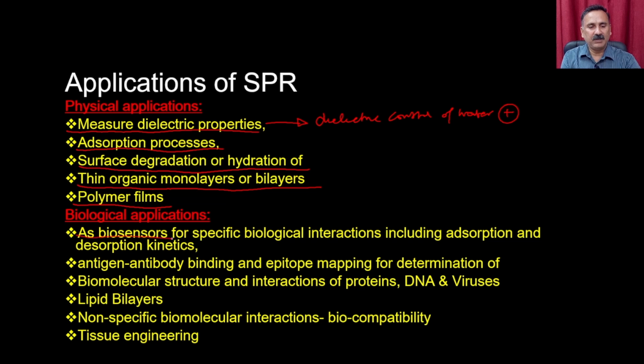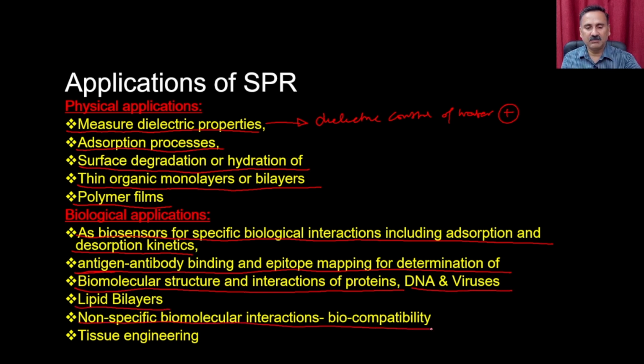What are the biological applications? As a biosensor for specifically biological interactions, including adsorption and desorption kinetics. You can use antigen and antibody binding and epitope mapping for the determination of biomolecular structure and interaction of proteins, DNA and viruses. You can use lipid bilayers. You can use non-specific biomolecular interaction, biocompatibility, and you can also use this for tissue engineering.